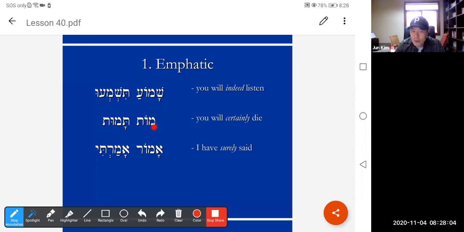And you can see mot, right? The second vowel point should be replaced by holem. That is the indicator for infinitive absolute of a hollow verb. What about amar? Amar is also coming with the kametz and holem. And fortunately, we have another amar here. So in this case, you need to put the emphasizing meaning. Emphasizing means surely, certainly, indeed. That is the number one function of infinitive absolute.